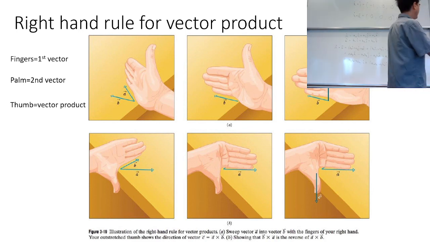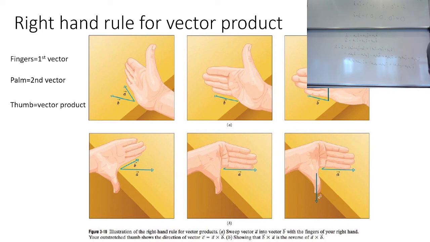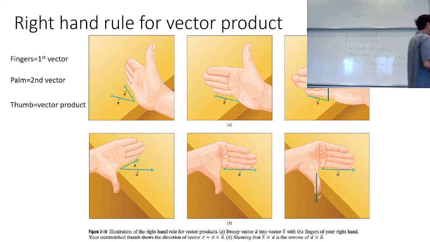Now, I think this is trying to do B cross A. Yes, B cross A. So if we're doing it the other way around, B cross A, then you've got to do some contortions to get your fingers along B, and then because A is now pointing this way, twisting your hand around like this, this time the resultant vector will be going down.